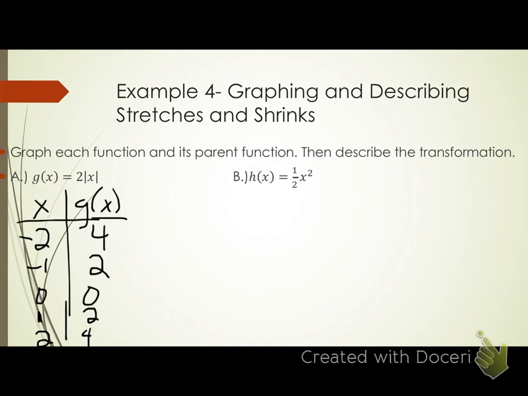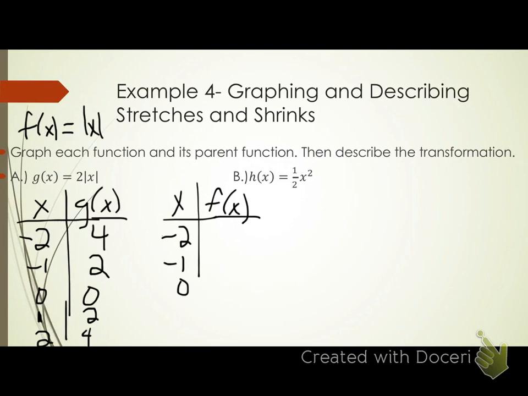What is my parent function of the absolute values? Absolute value of x. Very good. So if I plug these same values in, because remember it wants me to graph this function and the parent function with it. What's the absolute value of -2? 2. Absolute value of -1? 1. Absolute value of 0? 0. 1. 1. 2. We okay with that? So it'd be -2, 2. -1, 1. 0, 0. 1, 1. 2, 2. Is everyone okay creating a table of values?